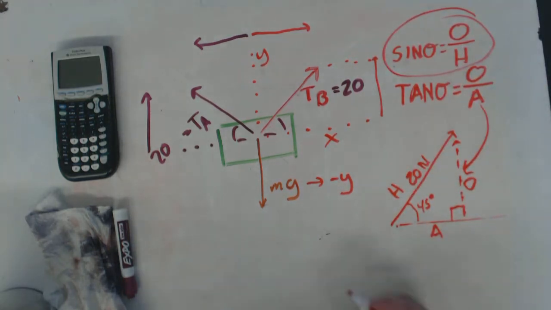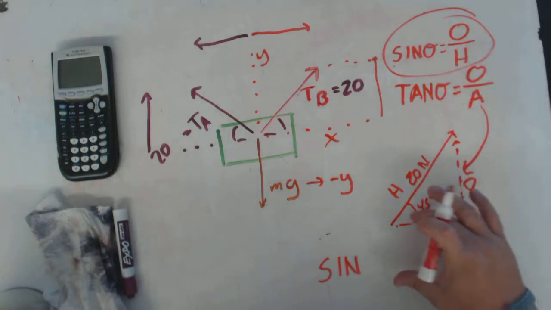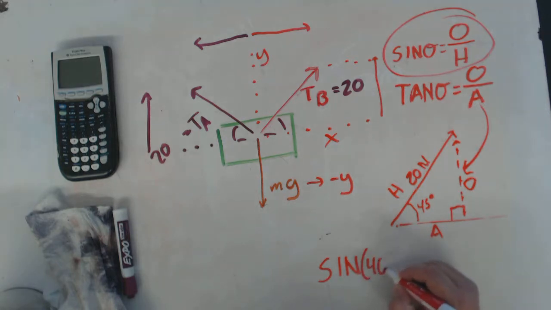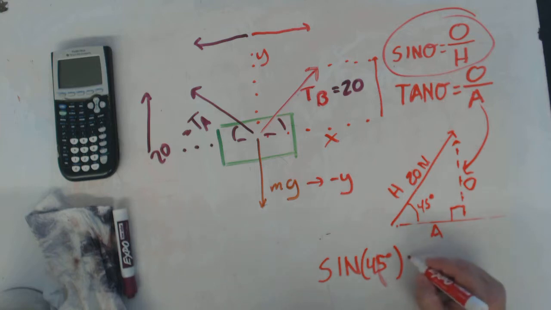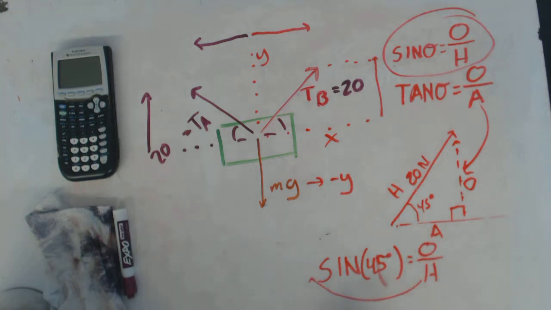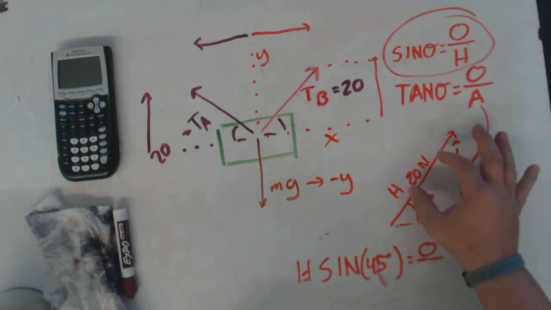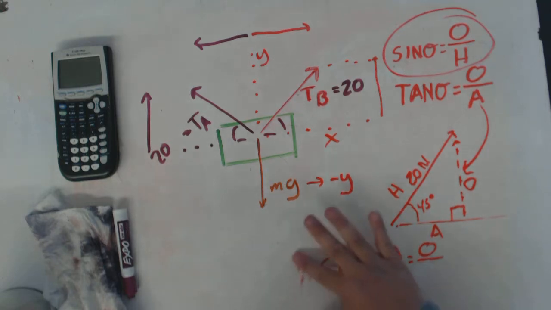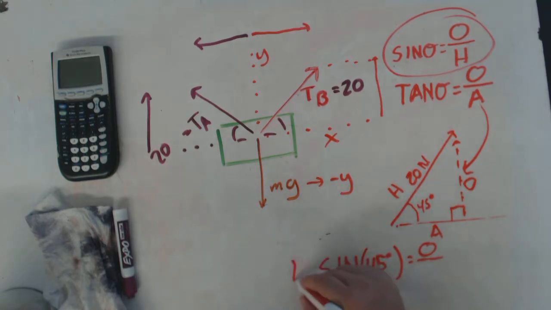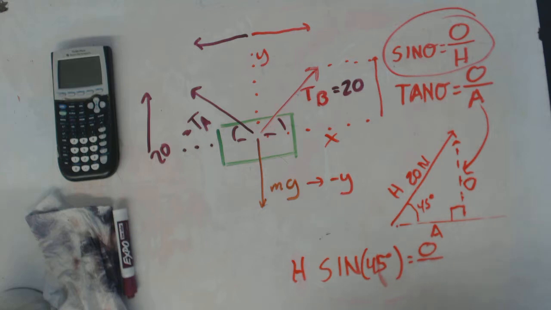Okay? So sine of my angle that's opposite, so that's 45 degrees, is equal to opposite over hypotenuse. I move the hypotenuse over to the other side, and I'm left with h sine 45 is equal to opposite. Now my h in this case turns out to be this 20 newtons, the tension. But I'm going to leave it as h for right now until I'm ready to just plug in numbers.